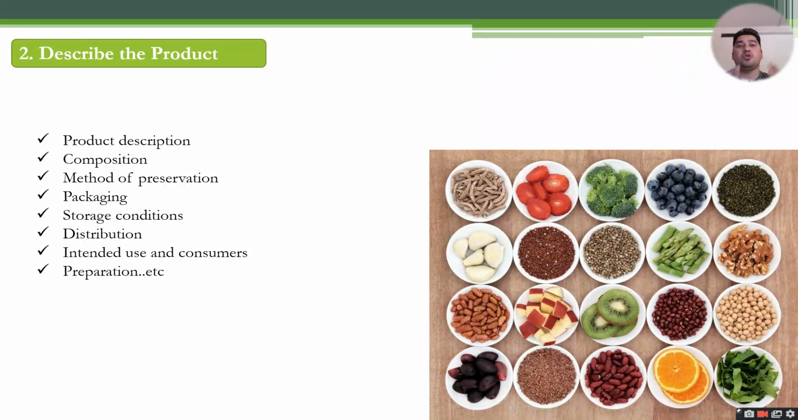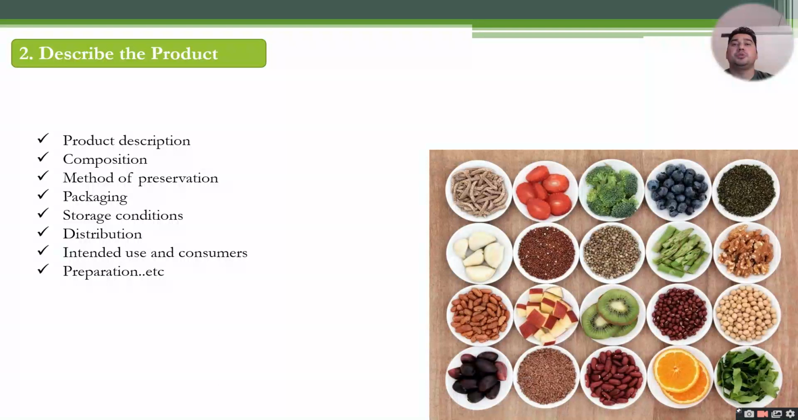Method of preservation: how are you going to preserve that food product? If that food product needs to be used for 1 month, 2 months, 6 months, or 7 months, how are you going to preserve it? After that, packing: whether you are going to pack in a vacuum pack, whether in a can. Then the storage conditions: where do you want that product to be stored, at room storage, in the freezer, or inside the chiller? Those storage conditions should be mentioned in the description of the product.